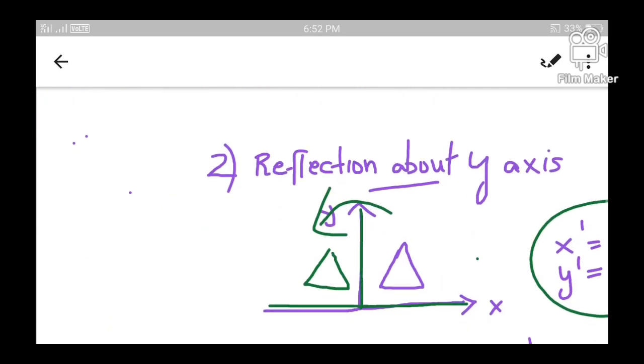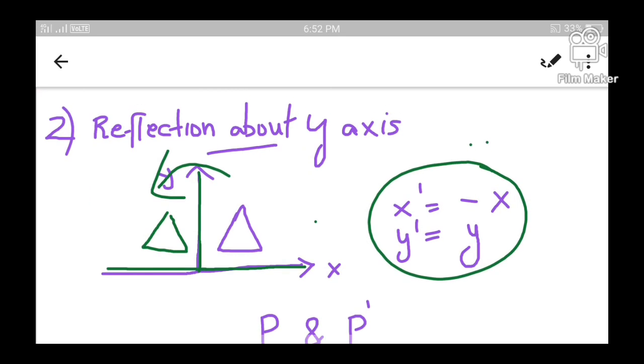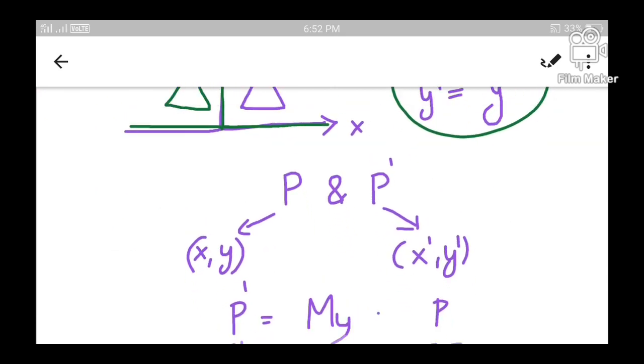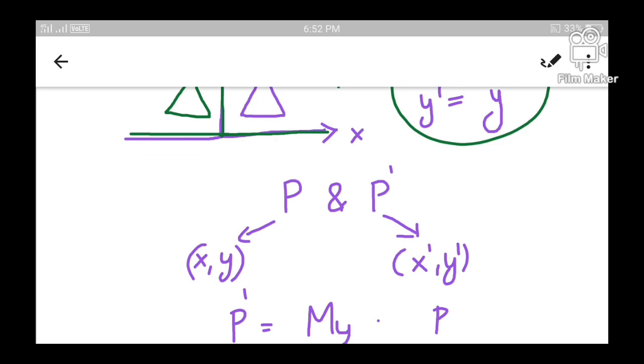Okay, coming back to our current point, we were talking about reflection about y-axis, and we got the equations x dash equal to minus x and y dash equal to y, which means after reflection about y-axis there is no change in y value, but x undergoes a change in sign, x dash becomes minus x. So now I am going to transform these equations into matrix representation. We know that P has two coordinate values x and y, and P dash has two coordinate values x dash and y dash. P is the initial point and P dash is the same point after reflection.